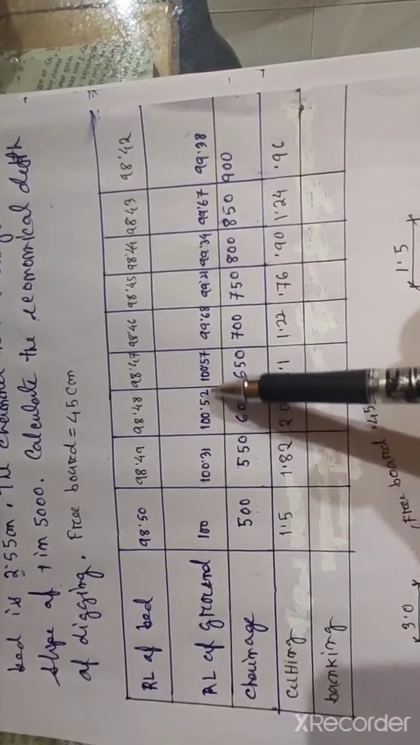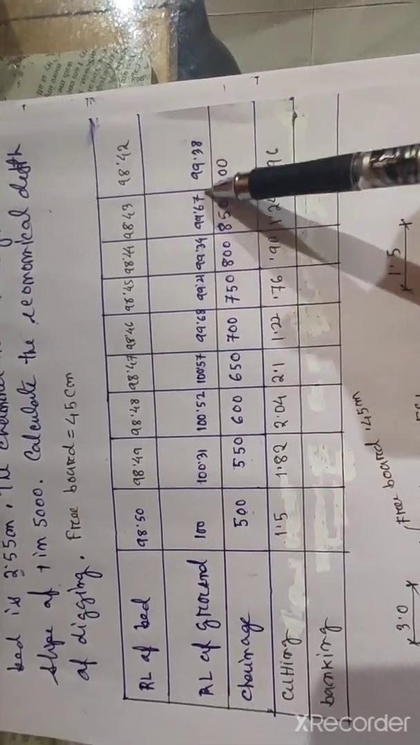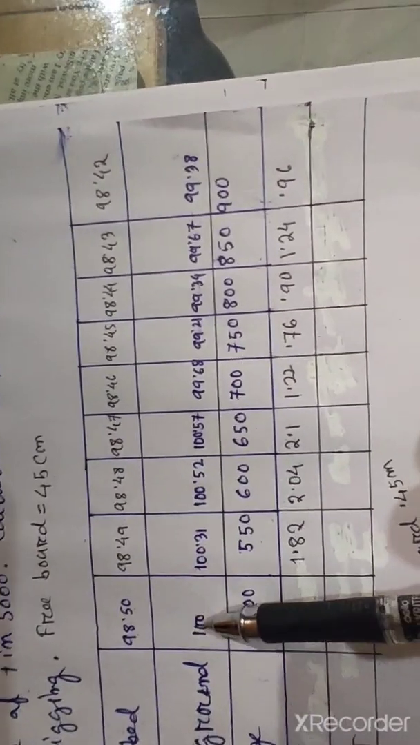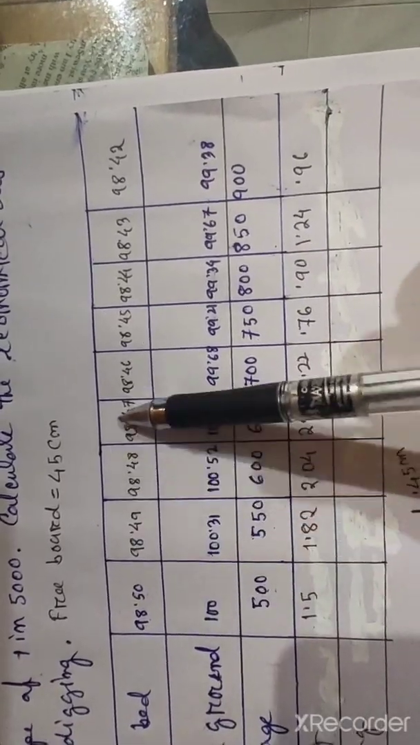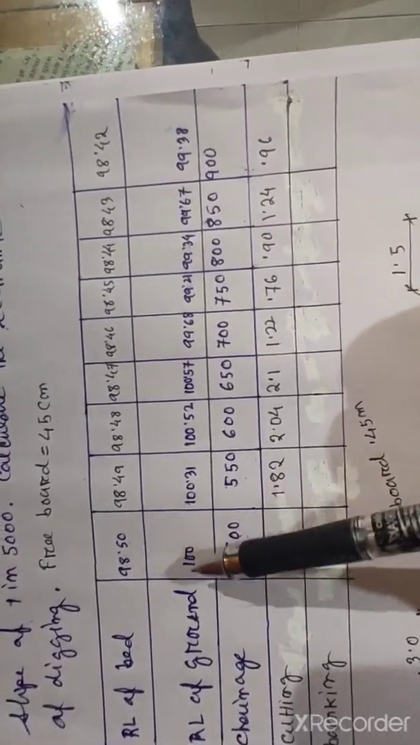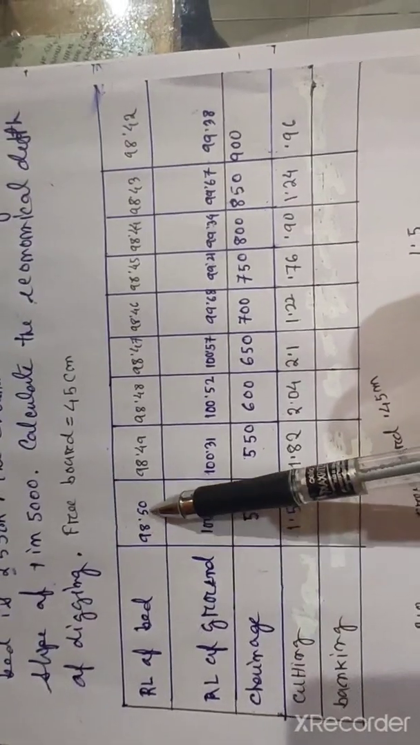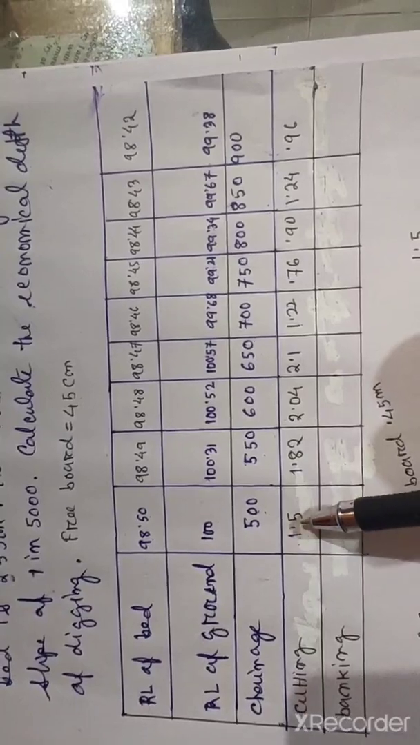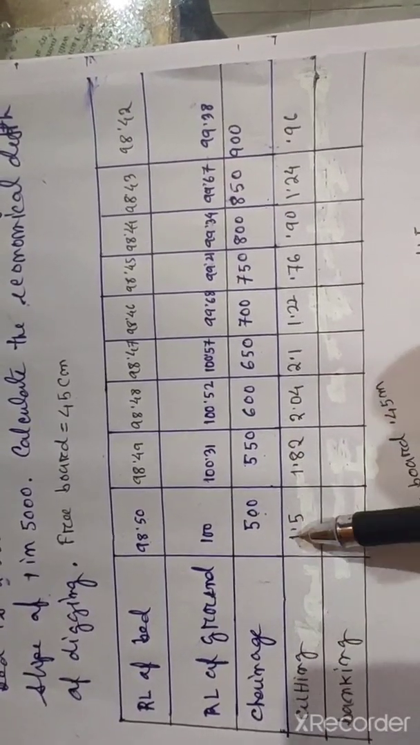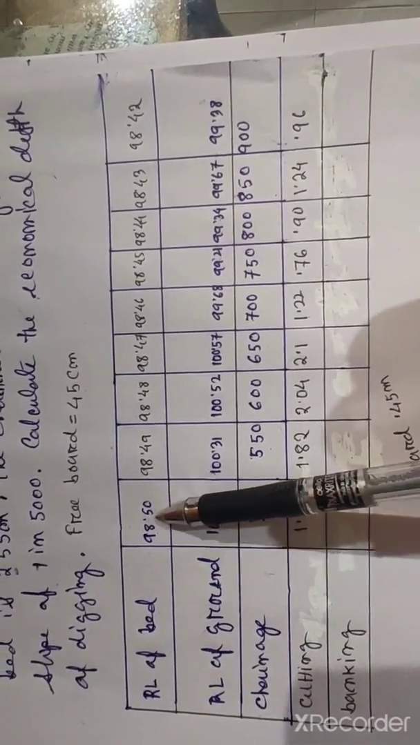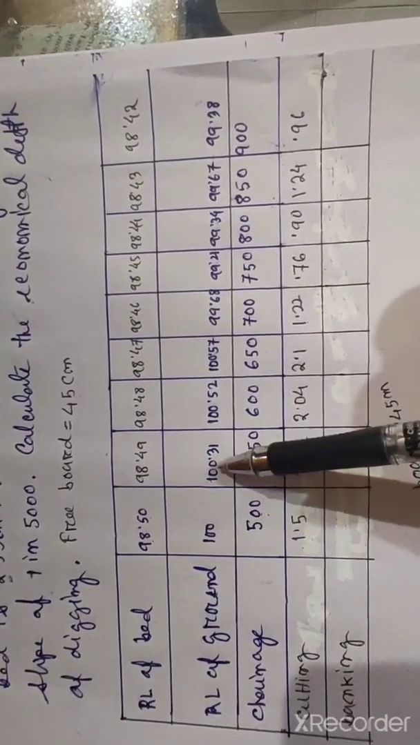Now here we can see all these points are higher than the bed points. These are ground points and these are bed points, and you can see all these points are higher than the bed points. So how can we find out the total height of cutting in this bed? RL of ground minus RL of bed is equal to cutting. If this is a positive value, then it is cutting, and if it is a negative value, then it is banking.